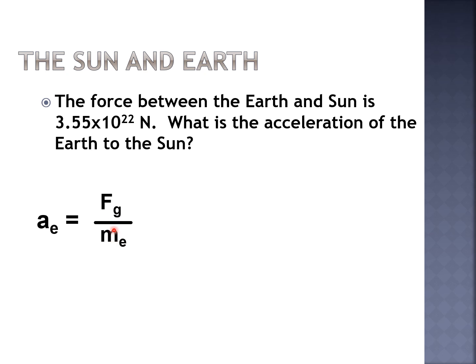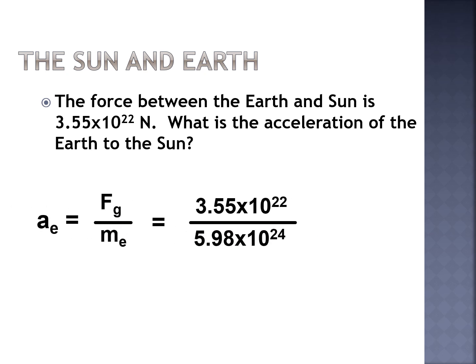So we take that force of gravity, we divide it by the mass of the Earth, and that's going to give us an acceleration: 3.55 times 10 to the 22nd divided by the mass of the Earth. You put that in parentheses if you need to write this out as 10 to the 24th, and we go ahead and divide those, and you get 0.0059 meters per second squared.